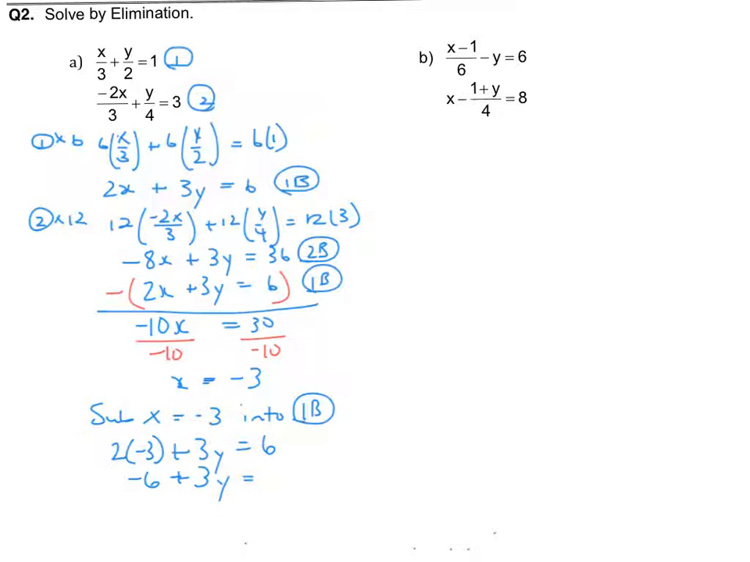I seem to be moving this around a little bit by accident. There we go. I'm going to add 6 to both sides to undo the minus 6 here. Add 6 on that side, but add it to the other side to keep it balanced. We have 3y equaling 12. Divide both sides by 3, and we get y equals 4. So our solution in this case would be the point negative 3, 4.